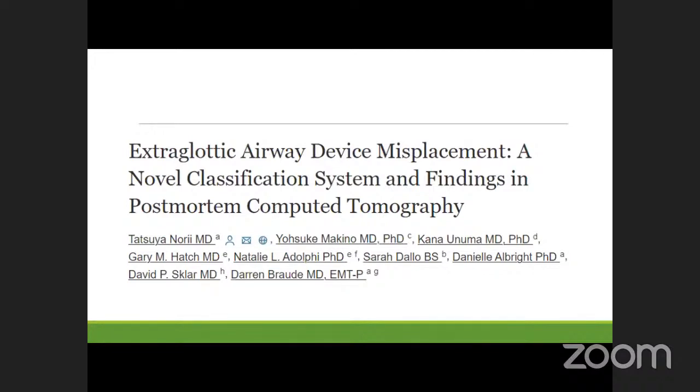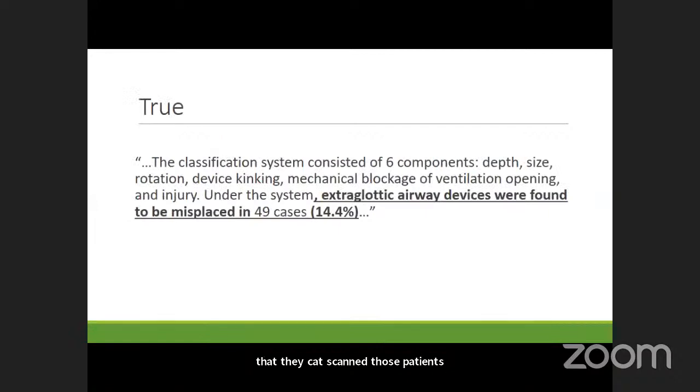So there was a cohort study about this: extraglottic airway device misplacement, a novel classification system, and findings in postmortem CT scan. They had a group of patients who died with a supraglottic airway device in place. Per protocol, they left the device in place. The patients were then sent to the coroner's office for autopsy, but before that, they were CT scanned. When they scanned those patients postmortem with the device in place, they found 14.4% of them had the supraglottic airway device misplaced.